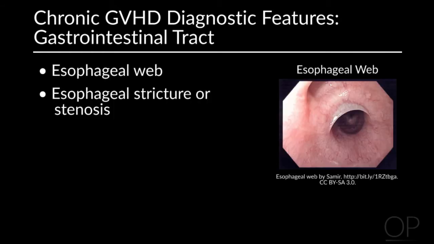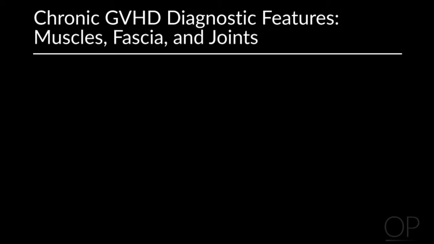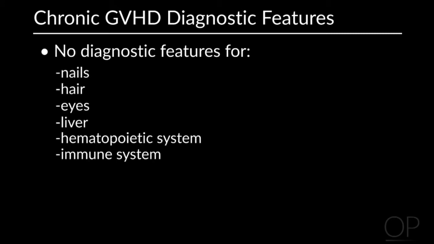Within the GI tract, chronic graft-versus-host disease is relatively rare. The most commonly seen thing is esophageal web, stricture, or stenosis, so tightening over the esophagus, which you end up getting symptoms of patients having dysphagia or food sticking as they try to swallow. Within the lungs, if you have bronchiolitis obliterans based on a biopsy, that is diagnostic of graft-versus-host disease. And within the muscle, fascia, and joints, this includes fasciitis and contractures. It's interesting to note that there are no clear diagnostic features for the nail, hairs, eyes, liver, hematopoietic, or immune system. These are systems commonly involved with graft-versus-host disease, especially chronic.